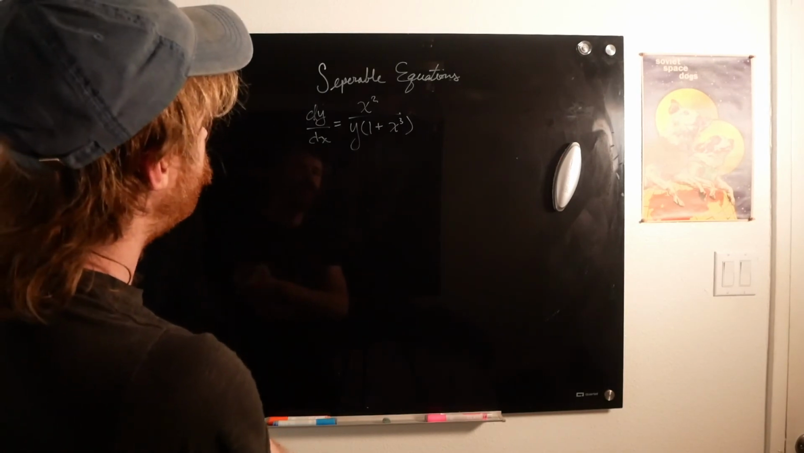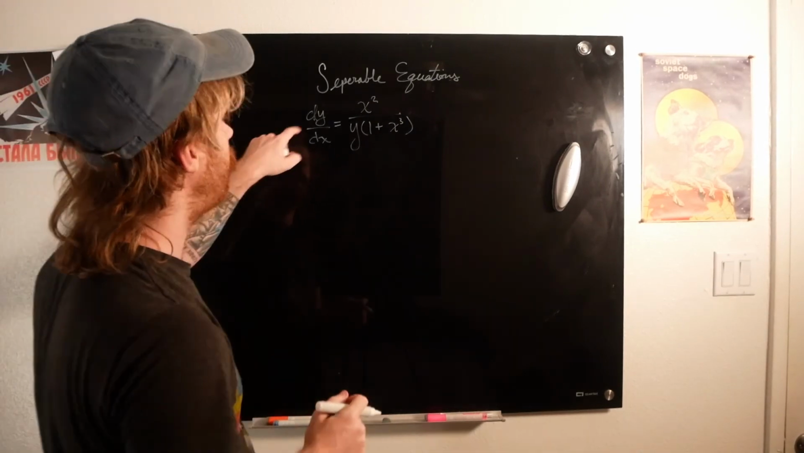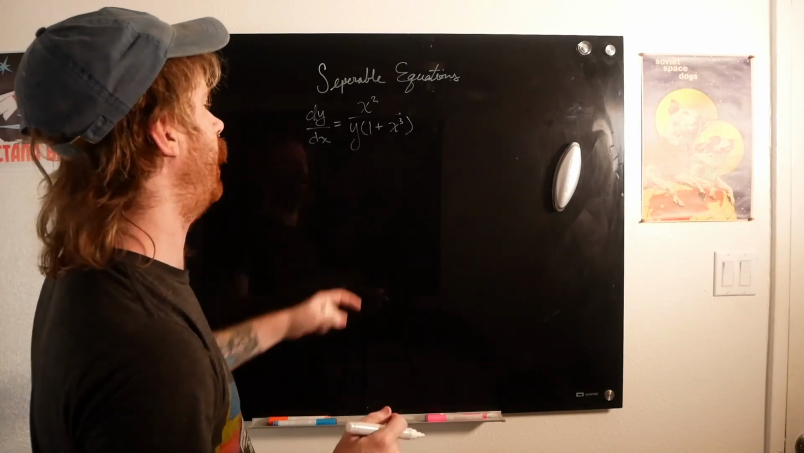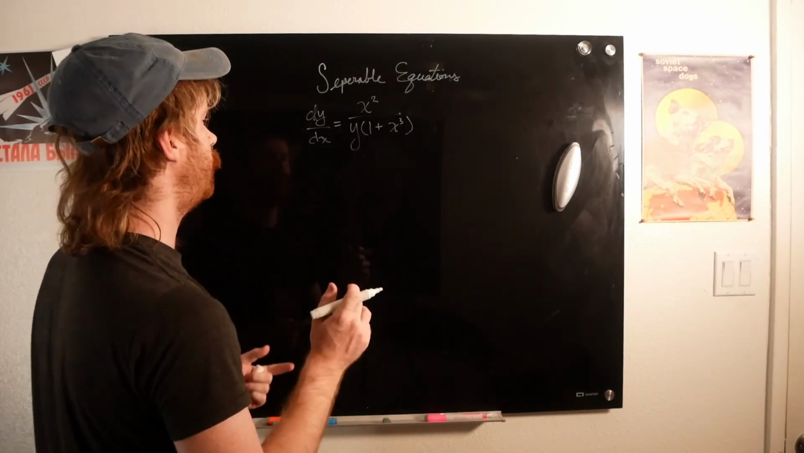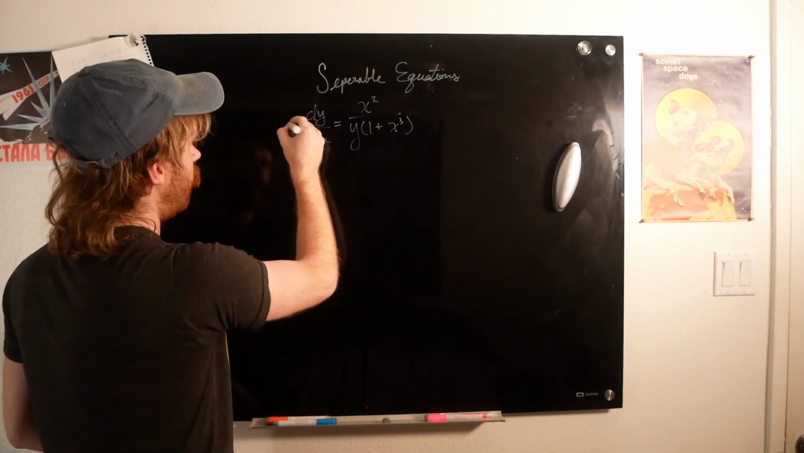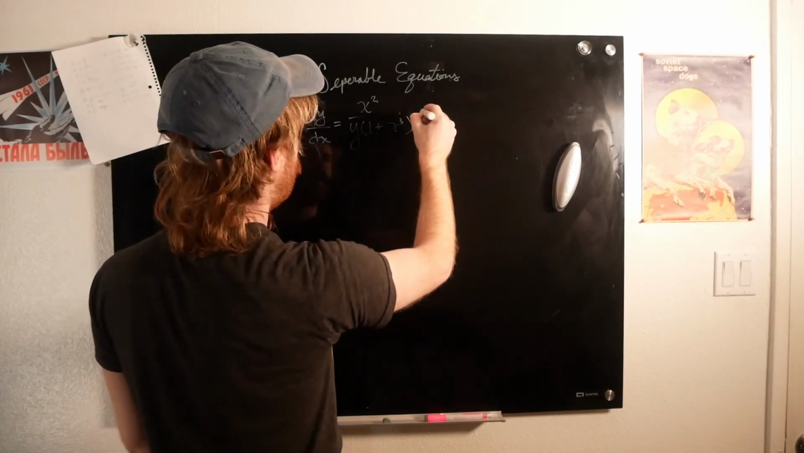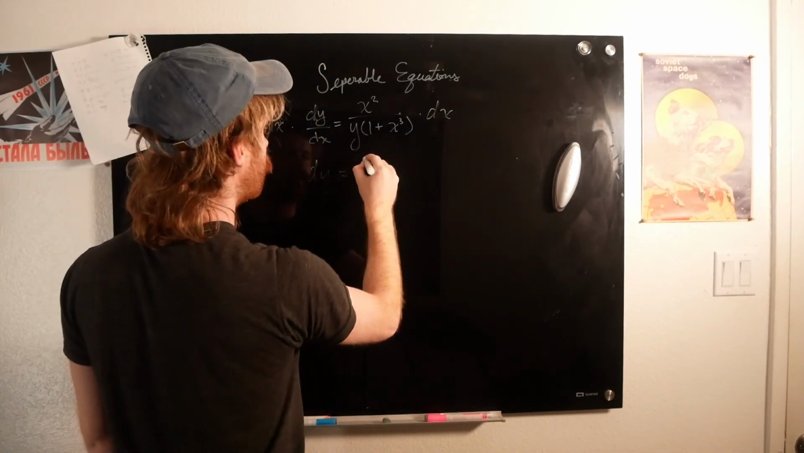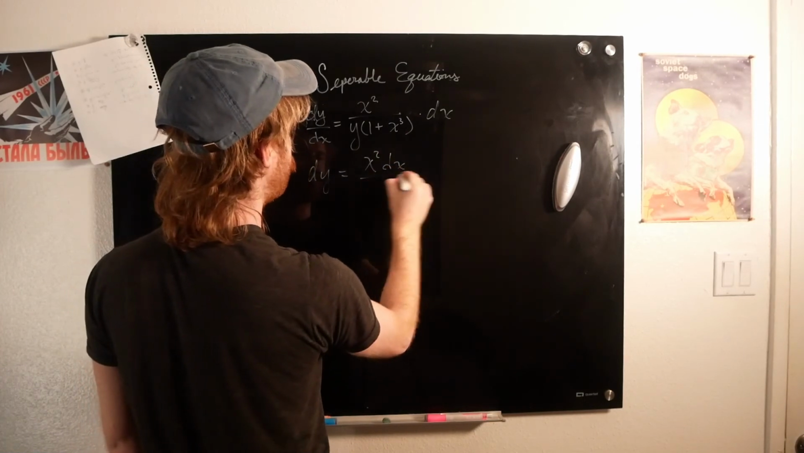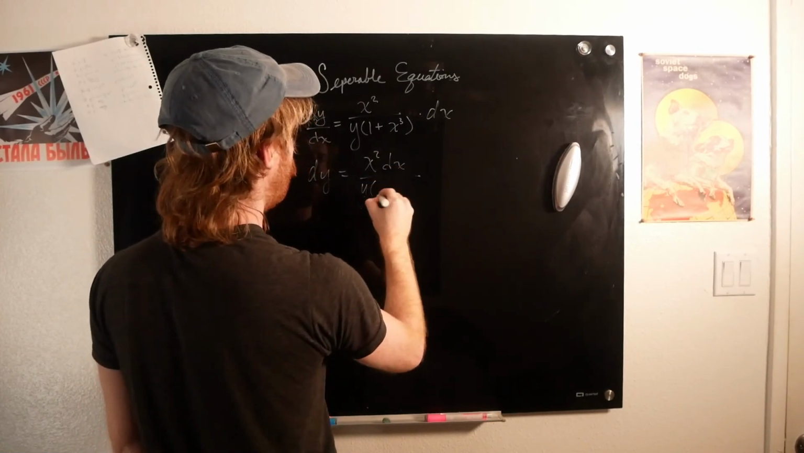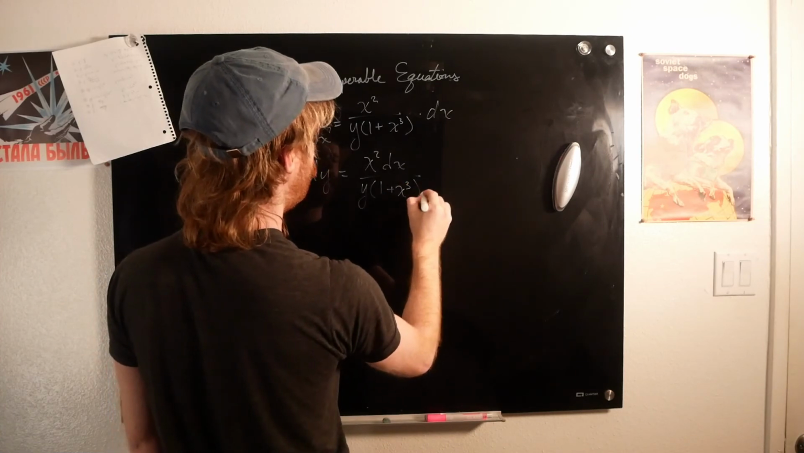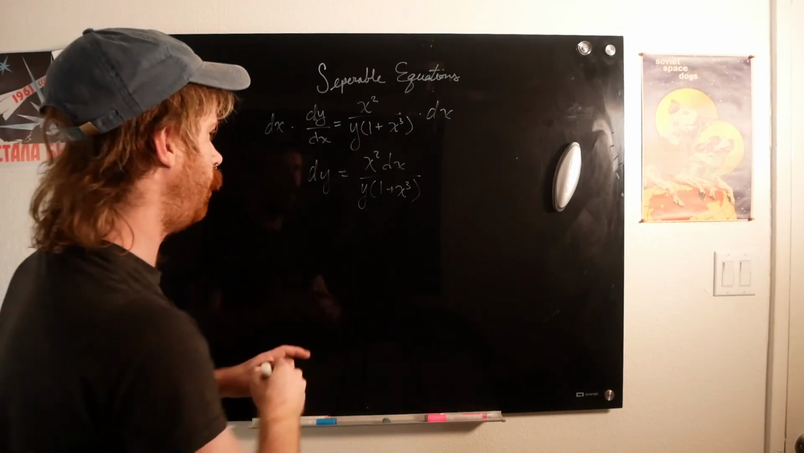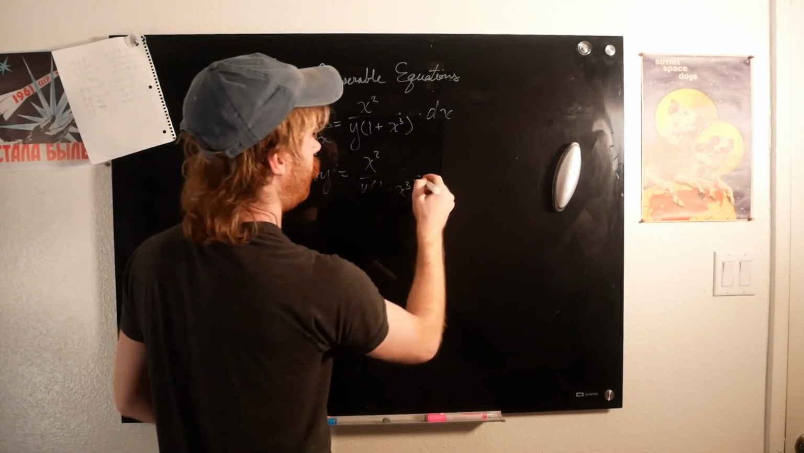So what we can do to start off with is we can multiply each side by dx. And we can also multiply each side by y. I'll just do it one step at a time to make sure that you're following along. So we're going to multiply each side by dx. So dy equals x squared dx over y times 1 plus x cubed. So now what we can do is, and I'm actually going to move this dx to the outside, so we can see a little bit better.